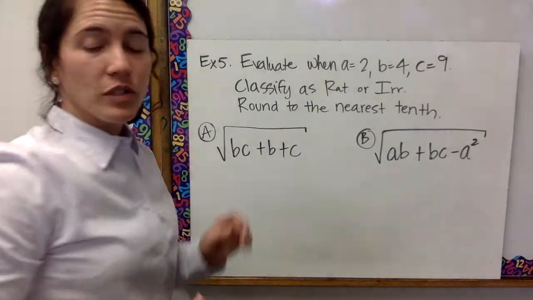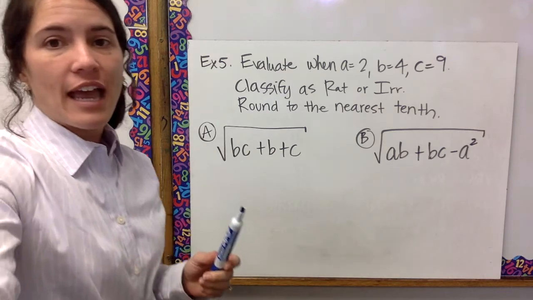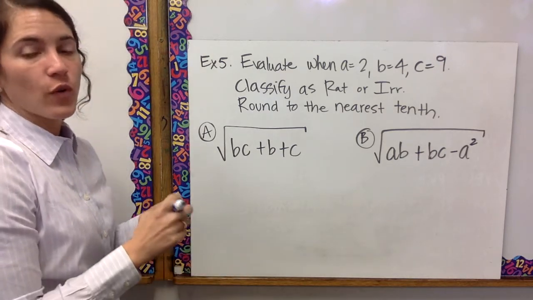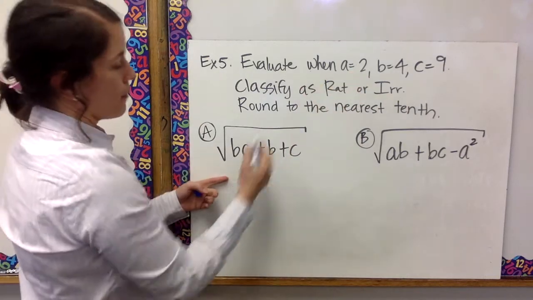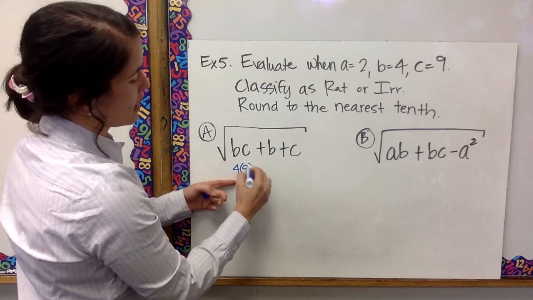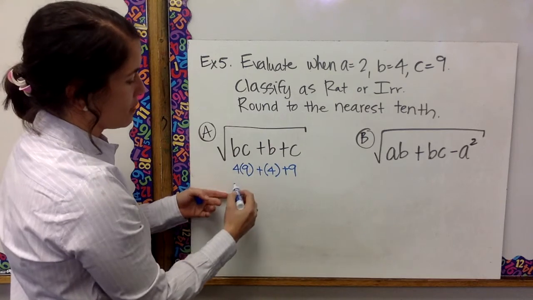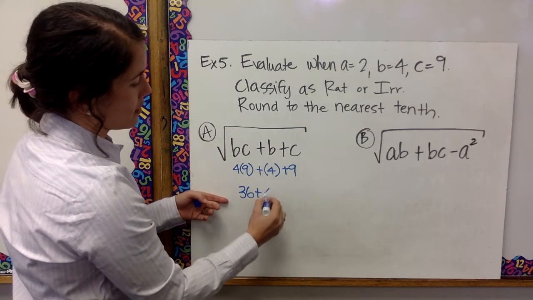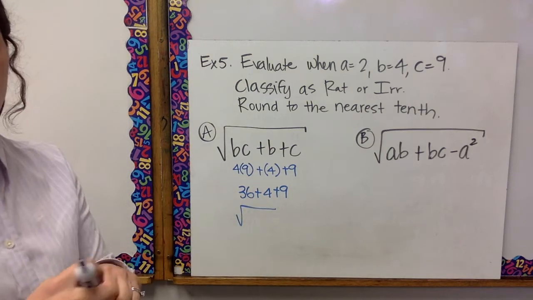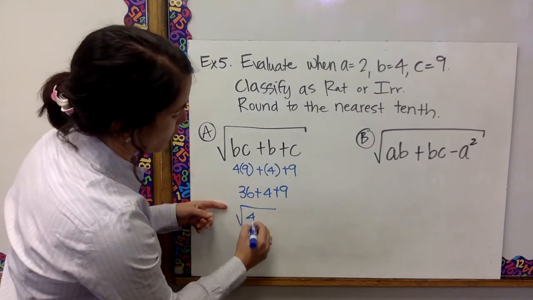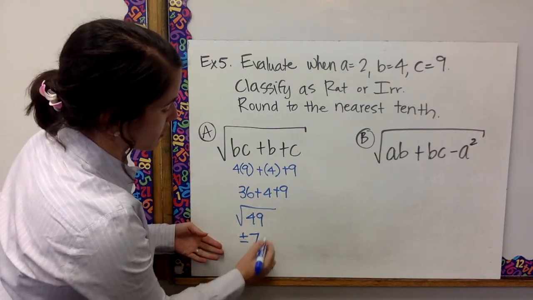All right, last examples. Copy this down. Evaluate when A, B, and C equal 2, 4, and 9. Classify as rational and irrational. So first we have to substitute. B is 4. C is 9. And we multiply. We add all of those, and when you add all of those, you get 49, and we can take a square root of 49, so plus or minus 7.